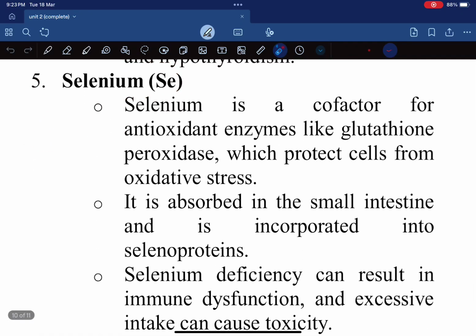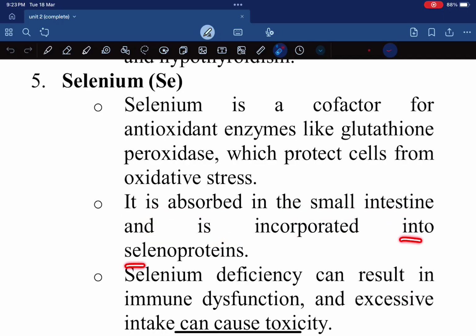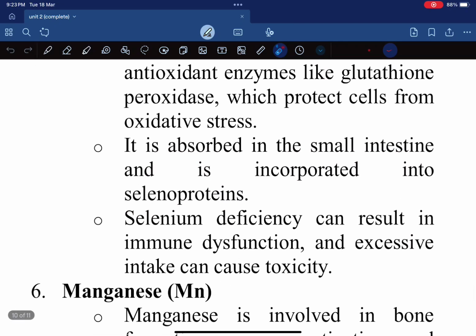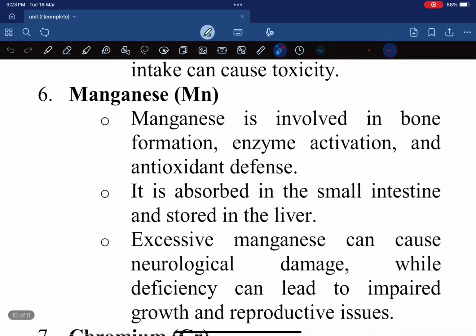Fifth, selenium. Selenium is a cofactor for antioxidant enzymes like glutathione peroxidase, which protect cells from oxidative stress. It is absorbed in the small intestine and is incorporated into selenoproteins. Selenium deficiency can result in immune dysfunction and excessive intake can cause toxicity.